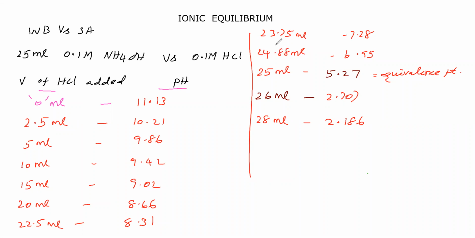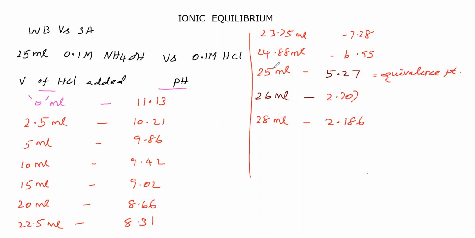Next step, you see here, what is the difference? Nearly 1 ml, in the sense, how much is the pH reducing? You see that the pH reduces here, 7.28, here 6.95. Therefore around 0.3, 0.4 is reducing.